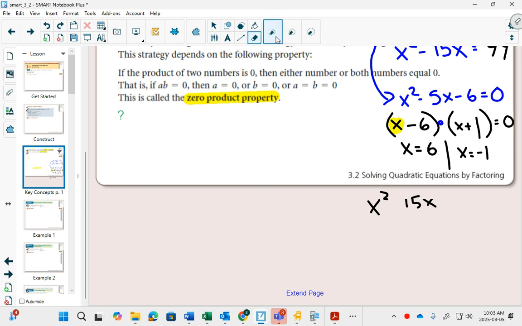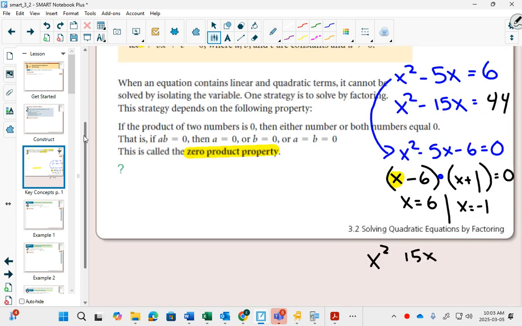Make it -15. No, I still screw up. I gotta make sure I get this right. No, I can keep it to +15, but I have to make it -44. So when I move it over, it's +44.